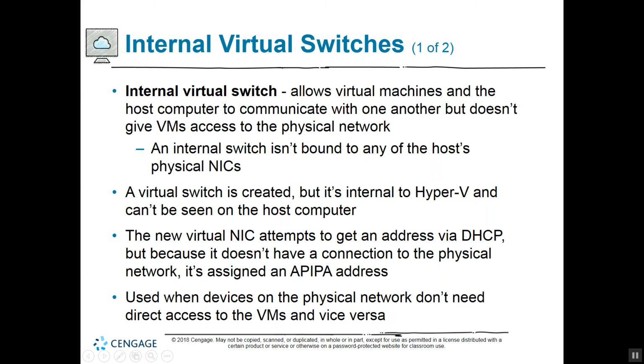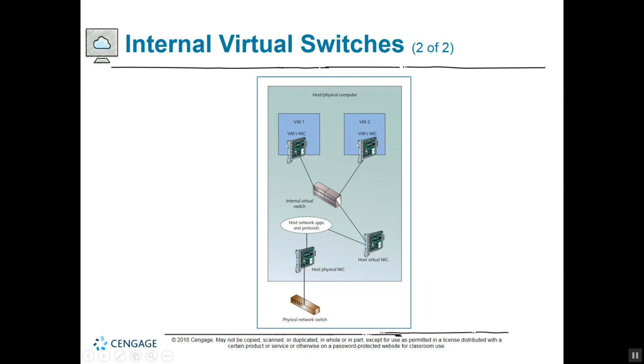We've got internal virtual switches, and they allow virtual machines and the host computer to communicate with one another, but it doesn't give the VMs access to the physical network. They can talk as if the host machine is on their own network, but they can't get out. Okay, so here's the example of that.